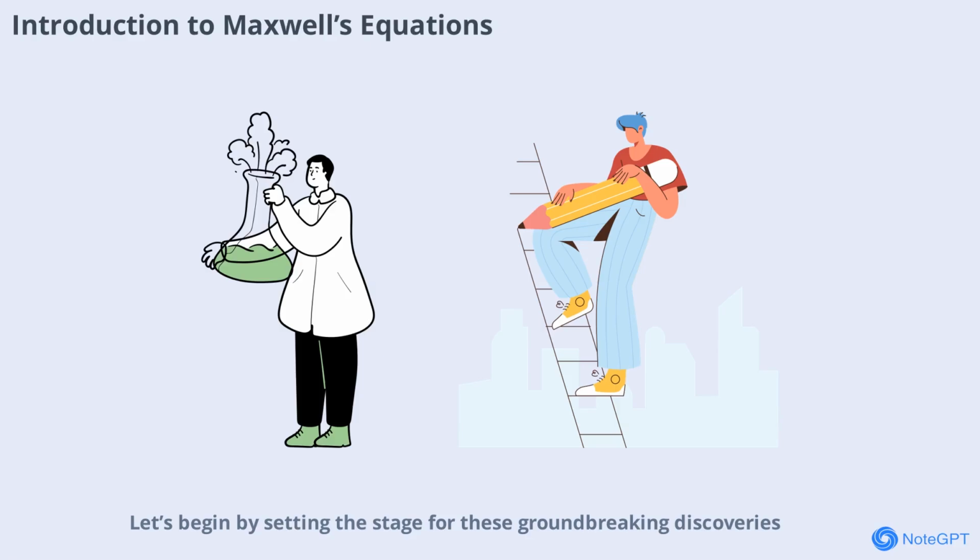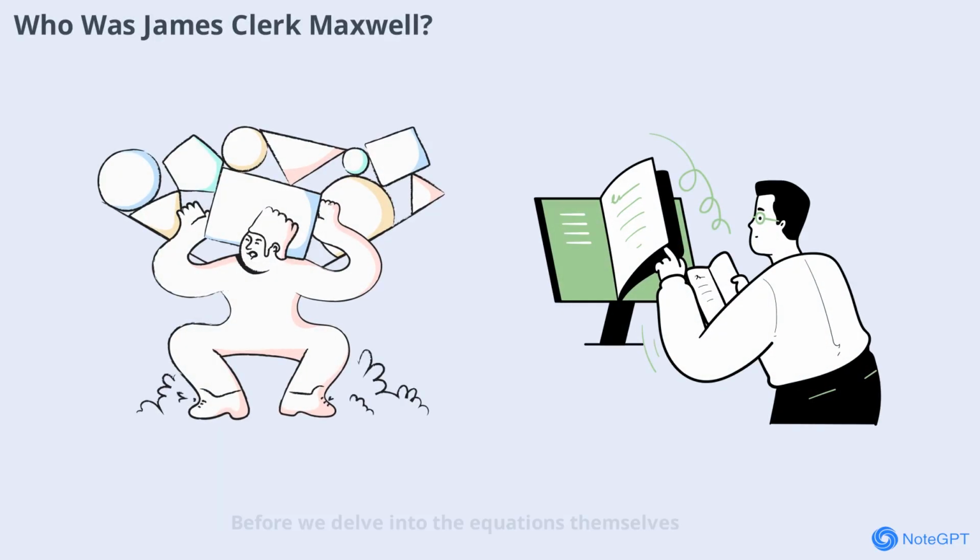Let's begin by setting the stage for these groundbreaking discoveries and why they matter in both science and everyday life. Before we delve into the equations themselves, let's take a moment to appreciate the mind behind them. James Clerk Maxwell was a Scottish physicist whose work revolutionized our understanding of electromagnetism. His insights unified electricity and magnetism into a single theory, paving the way for modern physics.